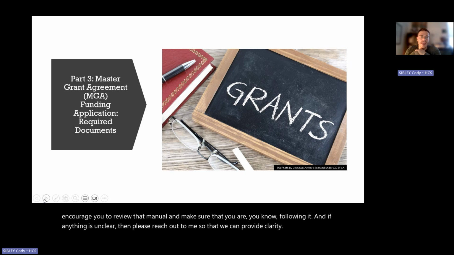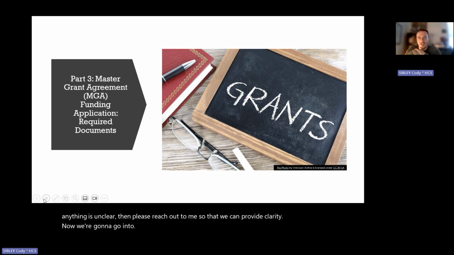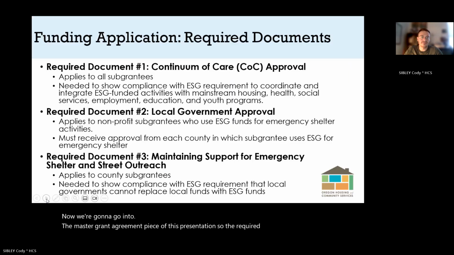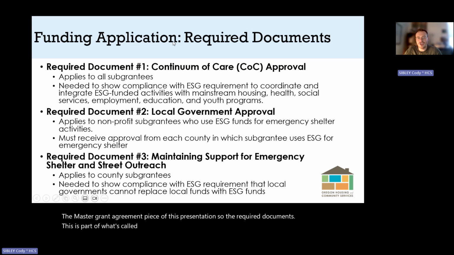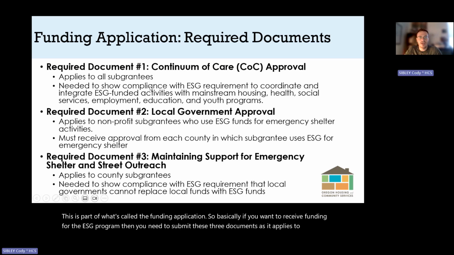Now we're going to go into the master grant agreement piece of this presentation. So the required documents. This is part of what's called the funding application. So basically, if you want to receive funding for the ESG program, then you need to submit these 3 documents as it applies to you.